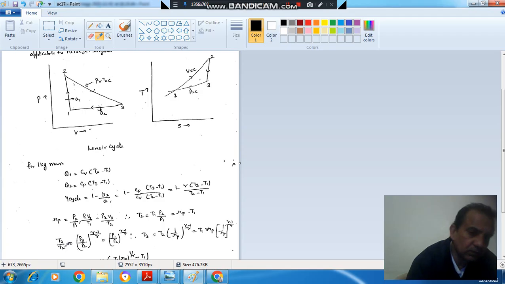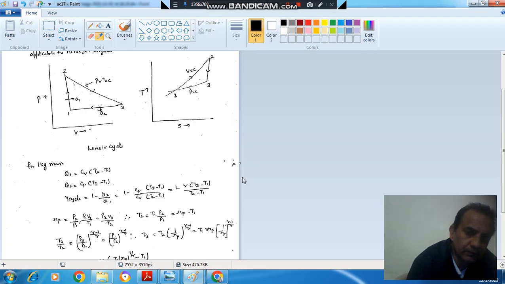Okay, now this 2-3 process is reversible adiabatic or isentropic, so T3 by T2 is equal to (P3 by P2) raised to power (gamma minus 1) by gamma, and P3 is equal to P1, so we can write P1 by P2, or 1 by Rp. So T3 will be equal to T2 into (1 by Rp) raised to power (gamma minus 1) by gamma. Okay, and T2 is Rp into T1, so putting here Rp into T1.